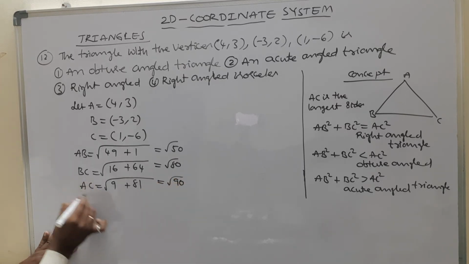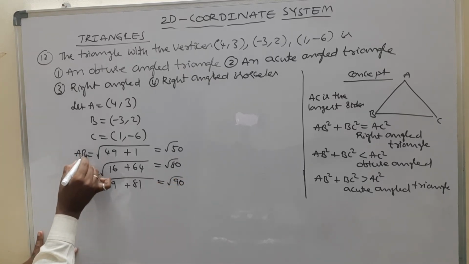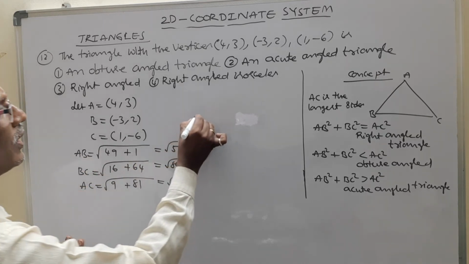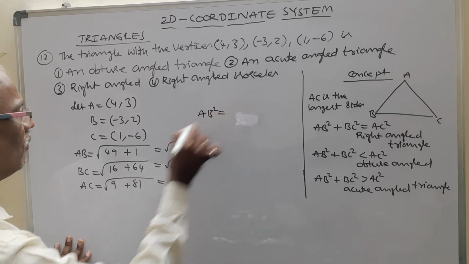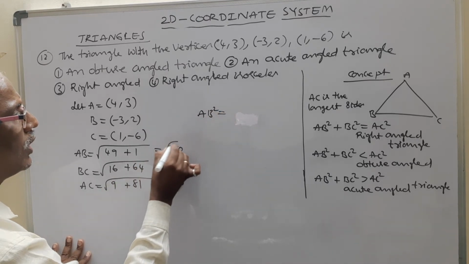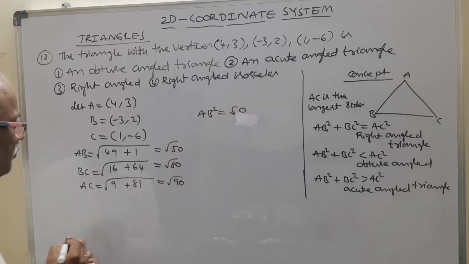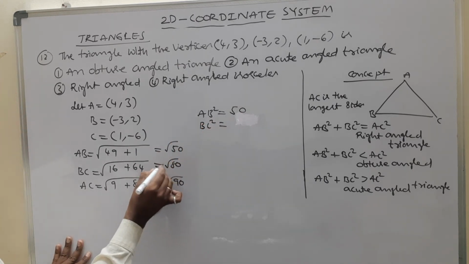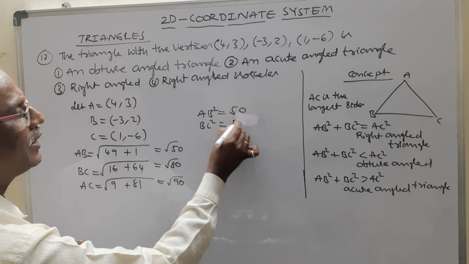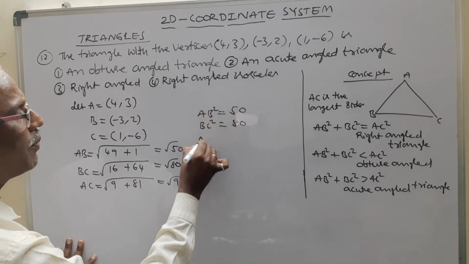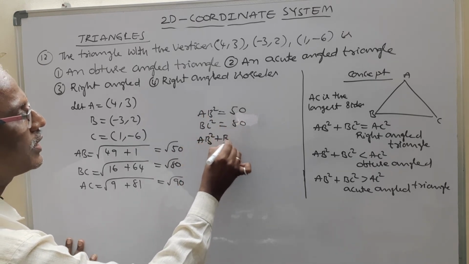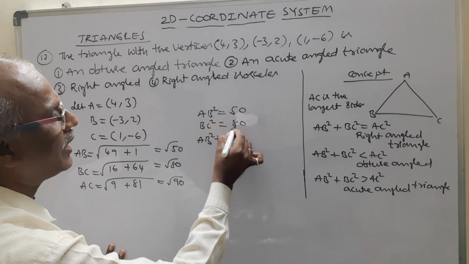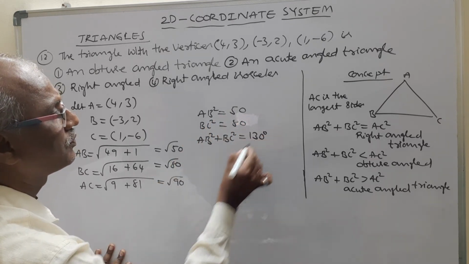Here AC is the longest length compared to AB, BC. AB square value equal to, the root is cancelled, 50. BC square value is equal to, the root is cancelled, 80. The sum of AB square plus BC square is 50 plus 80, 130.